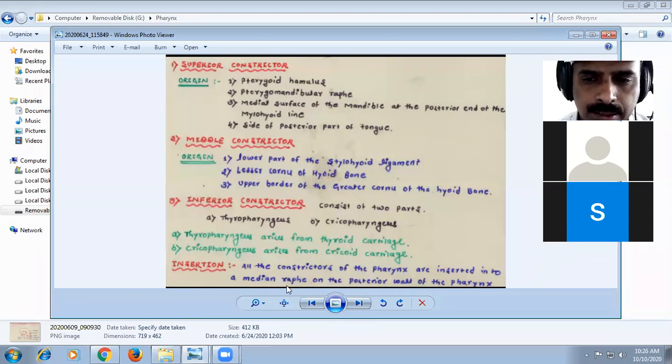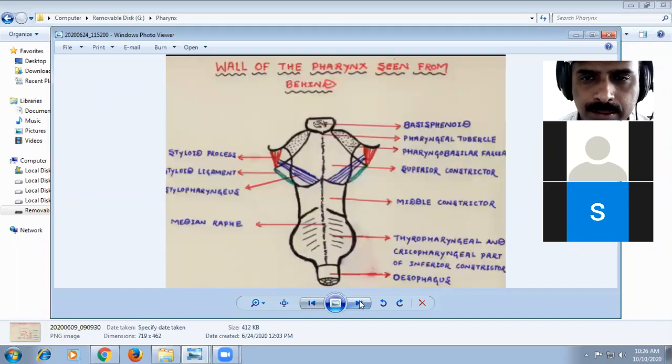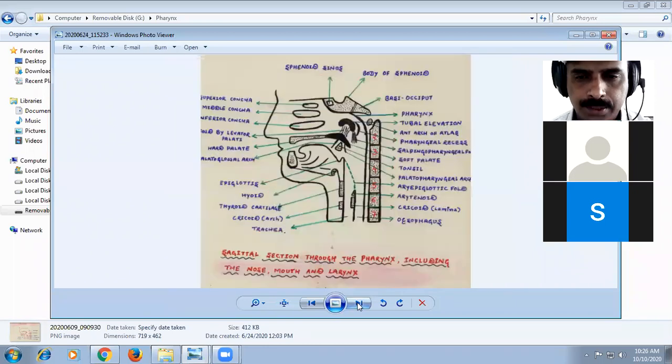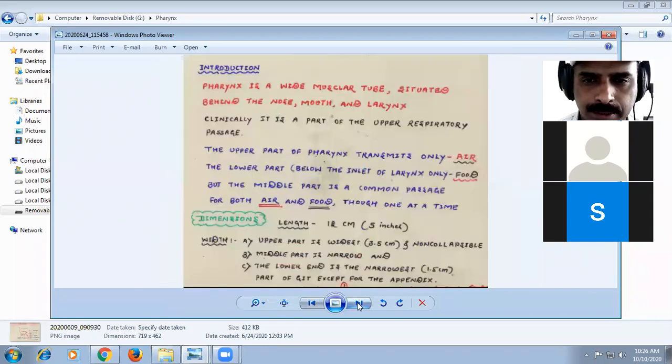Insertion: all the constrictors of the pharynx are inserted into the median raphe. I have told you about the median raphe, how it is attached here in the midline, and both the fibers join, meeting in the midline. That we call the median raphe. That is all about the insertion point of the constrictor muscles.